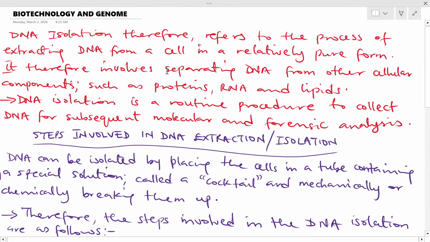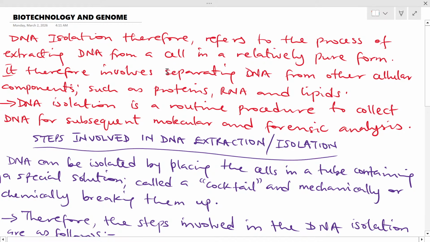Okay, so we now look at why we need to bring out the DNA. What is DNA isolation there for? We said that DNA isolation refers to the process of extracting DNA from a cell in a relatively pure form. A relatively pure form is a key phrase here, because if you have to do anything genetic, you want to do it in the purest form as much as possible.